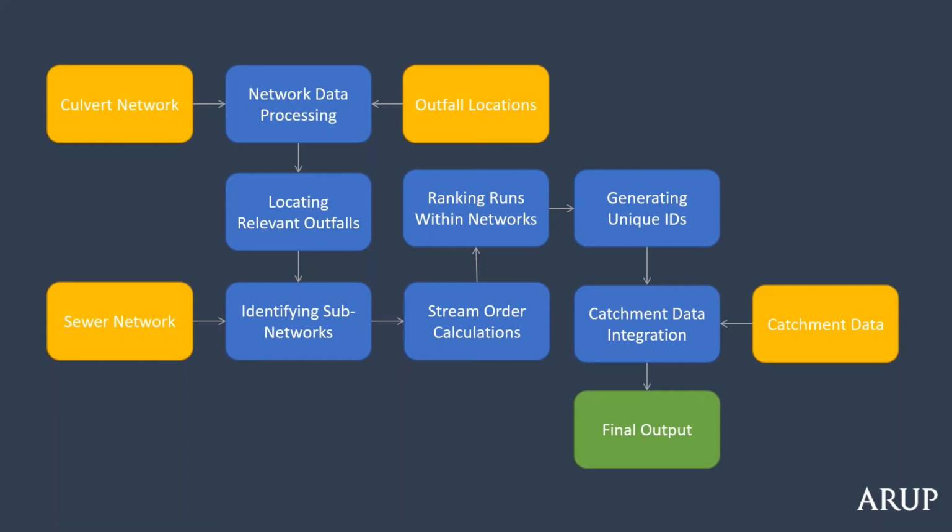Once we have those networks identified, we used a stream order calculator to help us identify where these main runs were within the networks. Based on that, we were able to produce a ranking system where we could rank each run based on their topology. Using both of this data, we concatenated it together to create a unique ID for every single individual run. At the very end, we incorporated the catchment area data collected from the remote sensing, to produce the final output, which we'll talk about a bit later on.